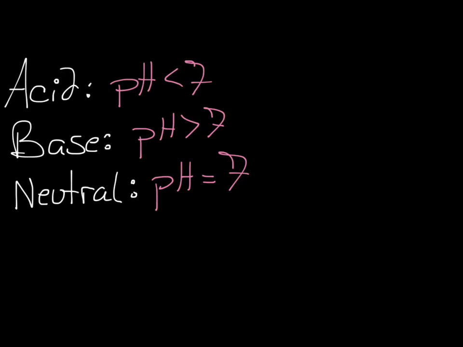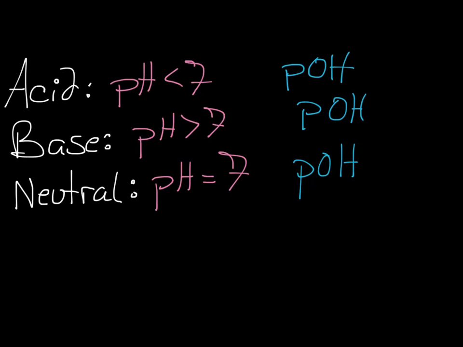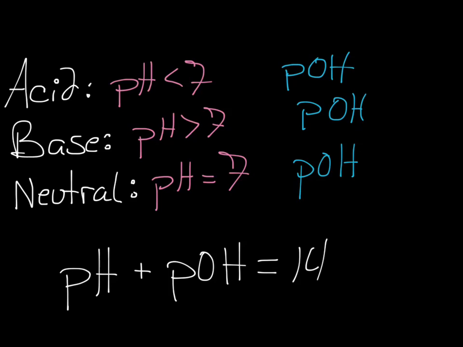All right, next let's talk about pOH. But before we do that, I would like to show you the relationship between pH and pOH. So, pH plus pOH is going to equal 14, which means as pH goes up, pOH must go down.